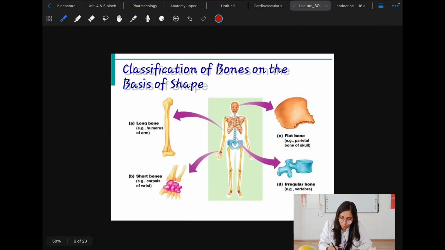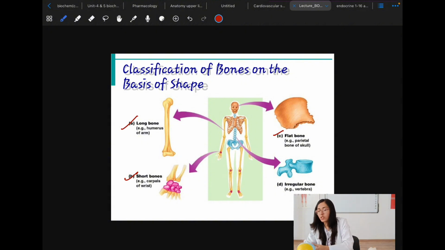This is a flow diagram representing the classification of the bones. The long bones comprise the humerus of the arm, the short bones comprise the carpals of the wrist, and the flat bones, the parietal bone of the skull. Let me show you the parietal bone of the skull. This is the frontal bone of the skull, and these two are the parietal bones of the skull. This is the left parietal bone, and this is the right parietal bone.